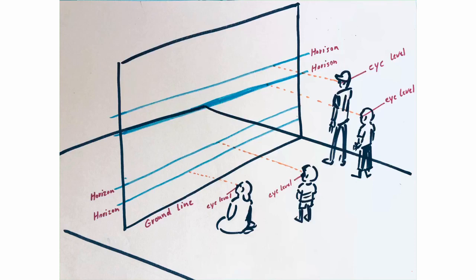So the horizon line is an abstract concept which can change when our eye level changes. That's why the point of view of a child is different from an adult.